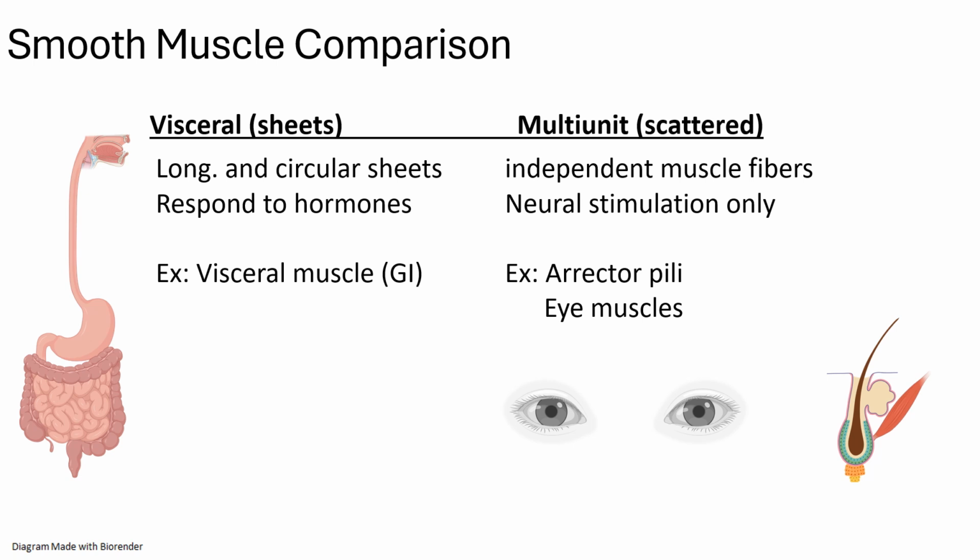Scattered throughout your body are individual smooth muscle fibers that all act together, despite the fact that they are separated by a very large distance. These would be called multi-unit smooth muscle fibers, and they are only capable of being stimulated by the nervous system. They have no response to hormones as we know it right now. Two examples of this are the eye muscles and also the muscles that control the root hair plexuses.